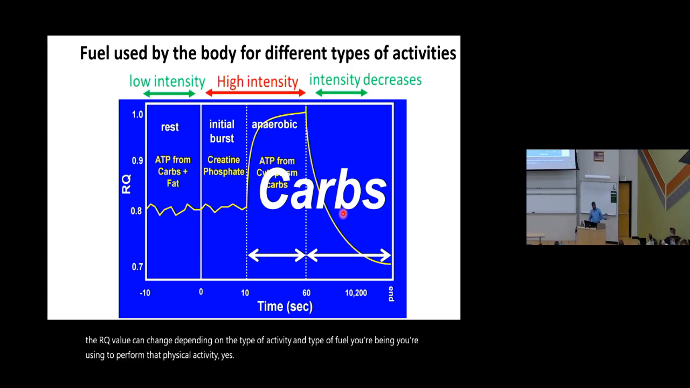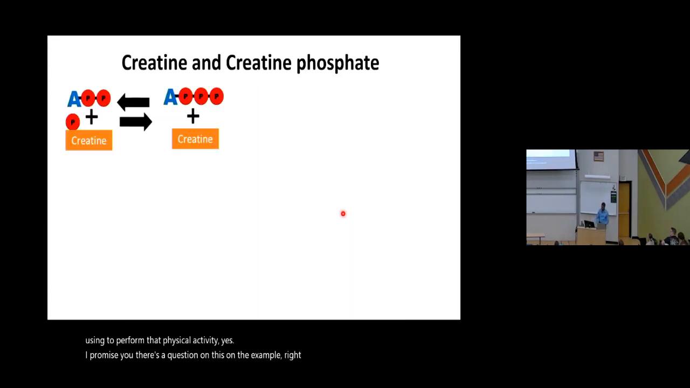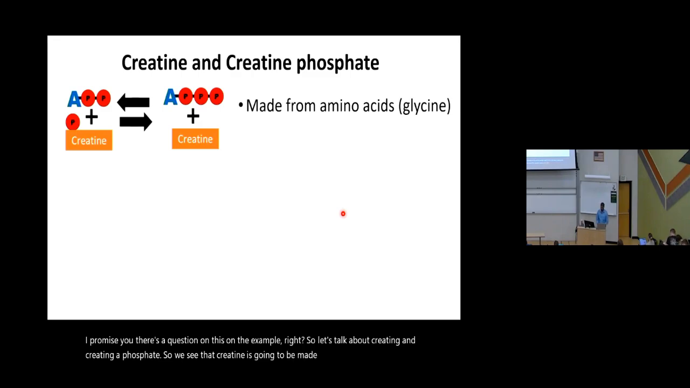I promise you there'll be a question on this on the exam, all right? So let's talk about creatine and creatine phosphate. So we see that creatine is going to be made from a couple of amino acids like glycine and arginine, these amino acids which help make creatine.